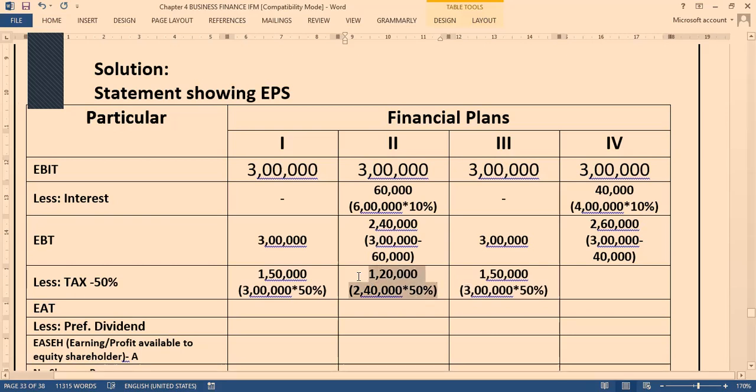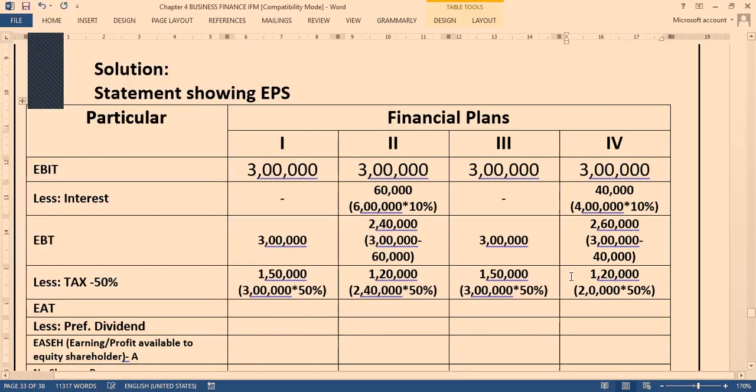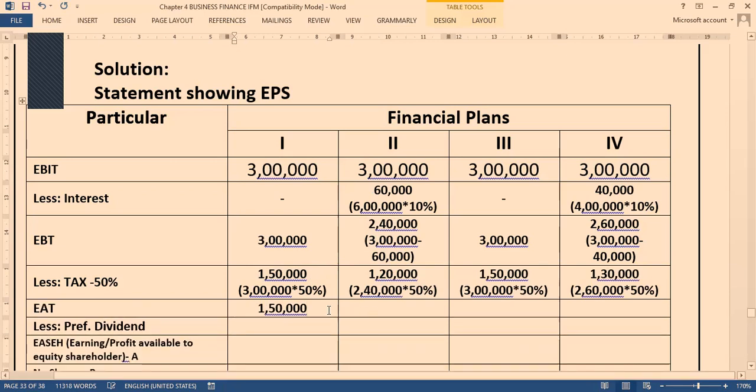Okay. I'll just take the same thing. Whereas in financial plan 4, it will become not 2,60,000 but 2,60,000. It will get around approximately 1,30,000. Okay, now you can just minus this. We'll be getting around earning after tax. That means 1,50,000 here, 1,50,000 here, 1,20,000. Okay, again here you get around 1,30,000.